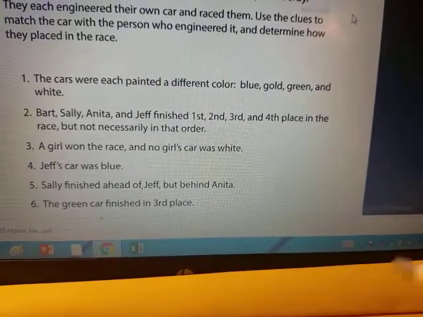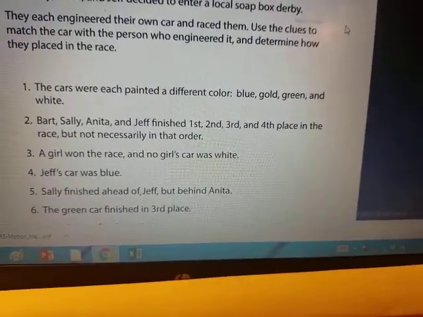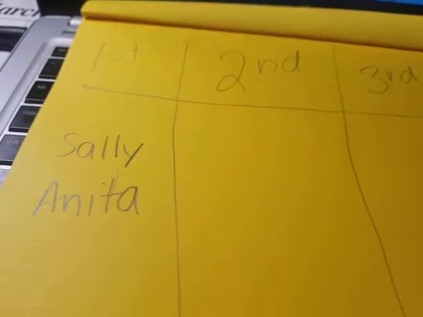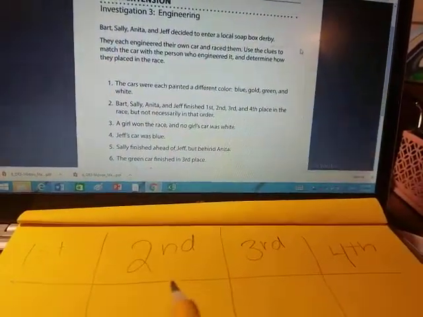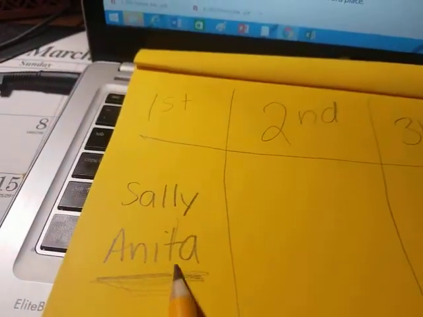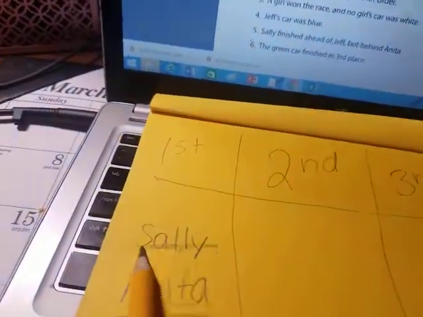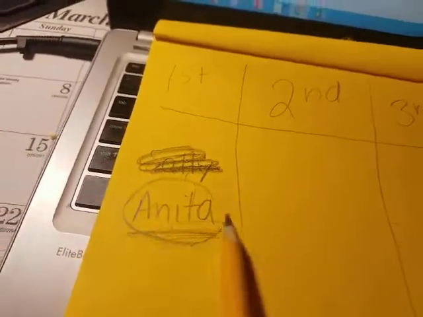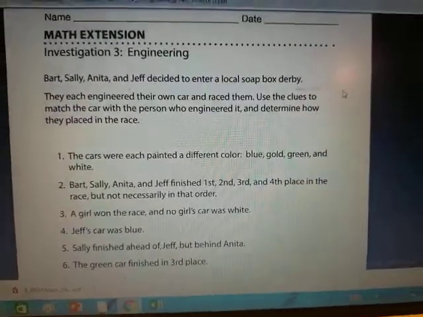If Sally finished ahead of Jeff, but behind Anita, we already said Sally or Anita could be in first place. But Anita would be first place because the only way Sally can be behind her is if she's in a different place. So right now you automatically know that Anita is first. So again, I can go on and tell you more clues, but then I would literally be giving you the whole thing. So I don't want to do that.